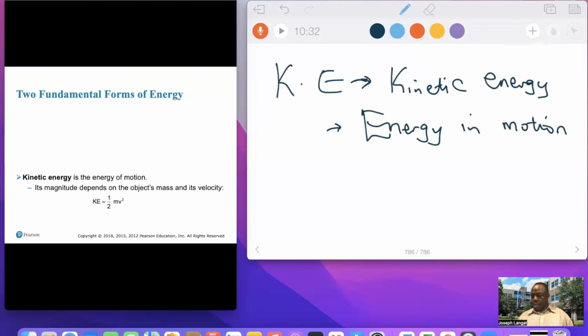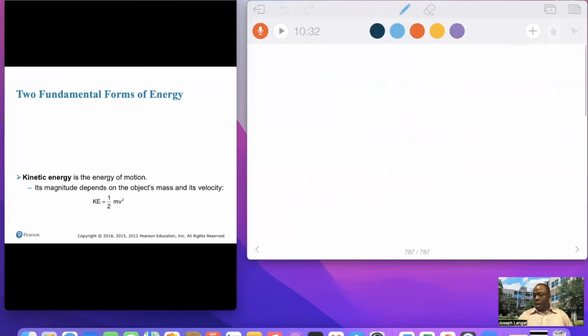All right, this is the equation. Kinetic energy is given by one half mv square, where m is the mass and v is the velocity. M is mass in kilograms. And you should know that 1 kg equals 1,000 grams.